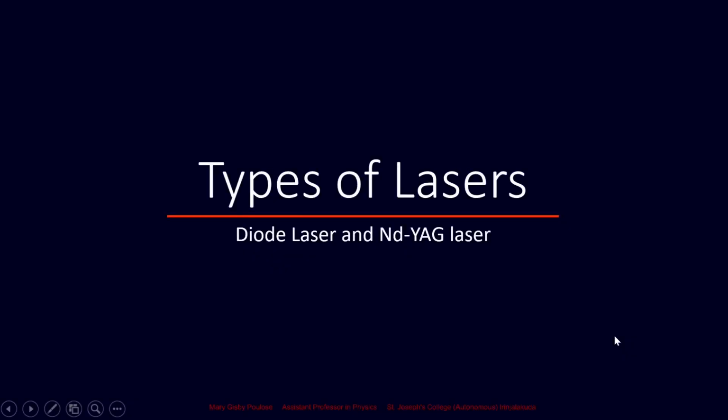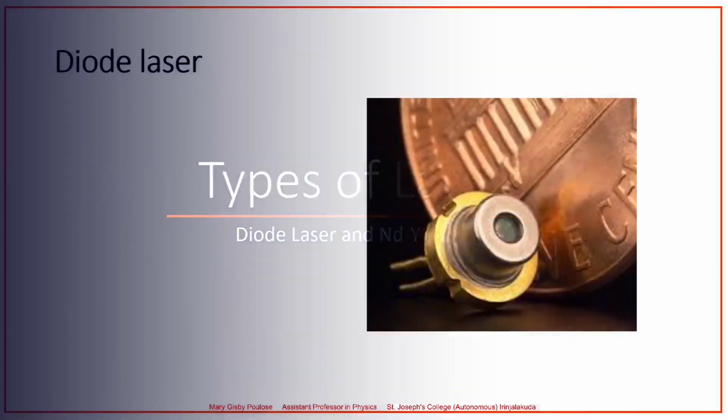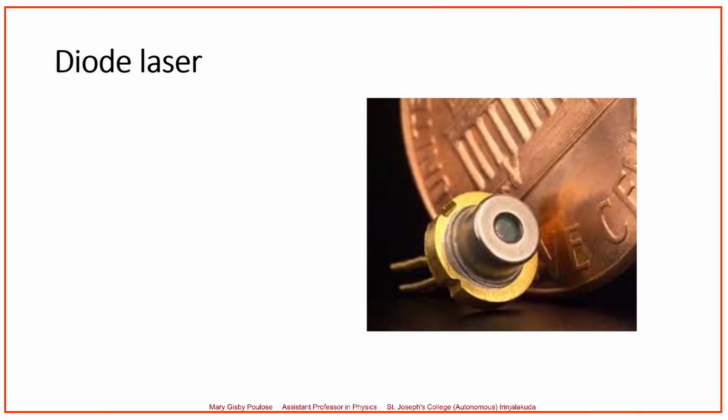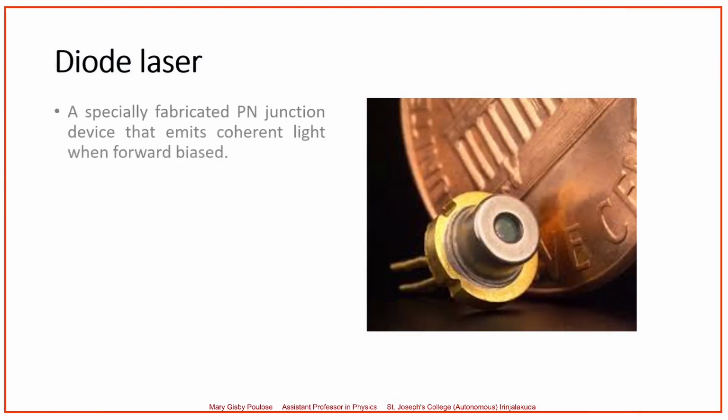Good day, students. Today, we shall look into a few more types of lasers, in particular, diode lasers and Nd:YAG lasers. Now, this is the picture of a diode laser. It is a specially fabricated PN junction device that emits coherent light when forward biased. So, basically, it is just a PN junction diode and it emits coherent light when it is forward biased.